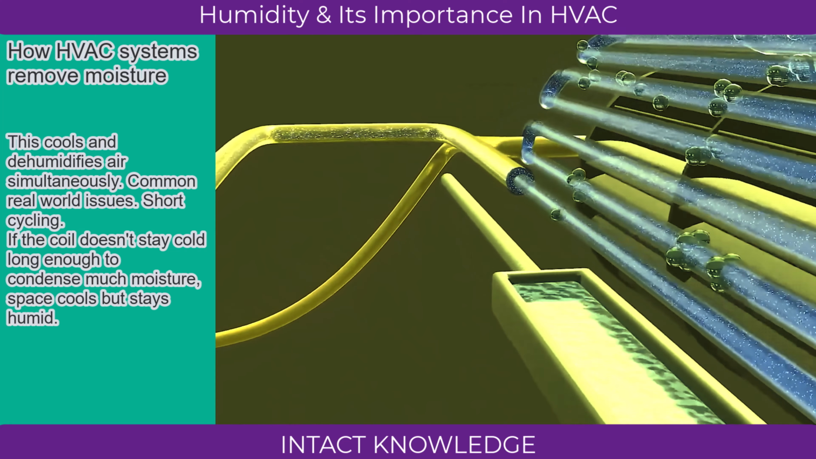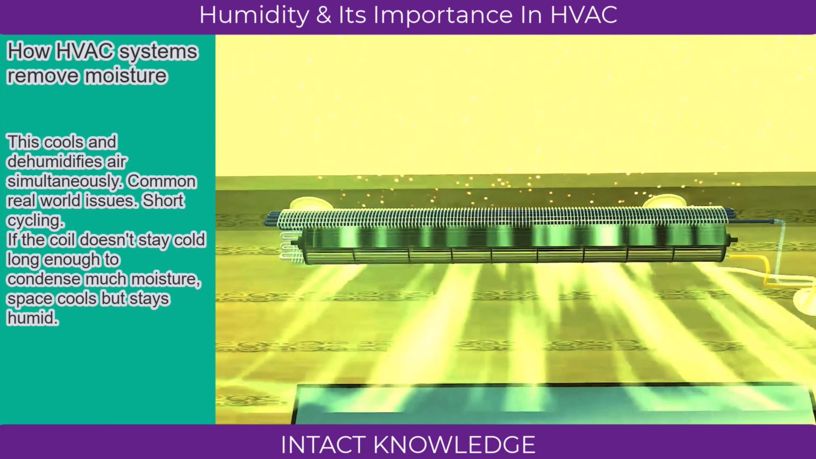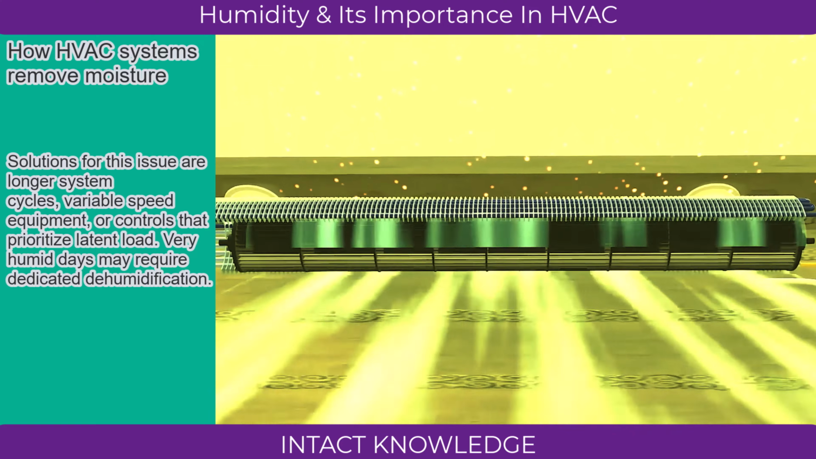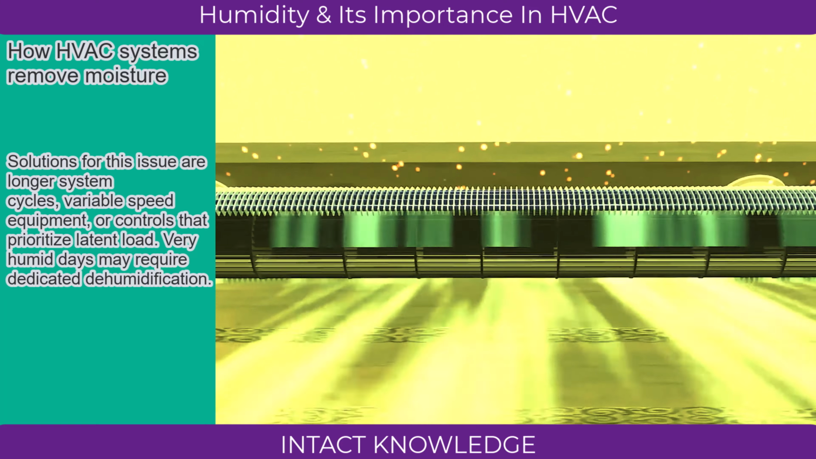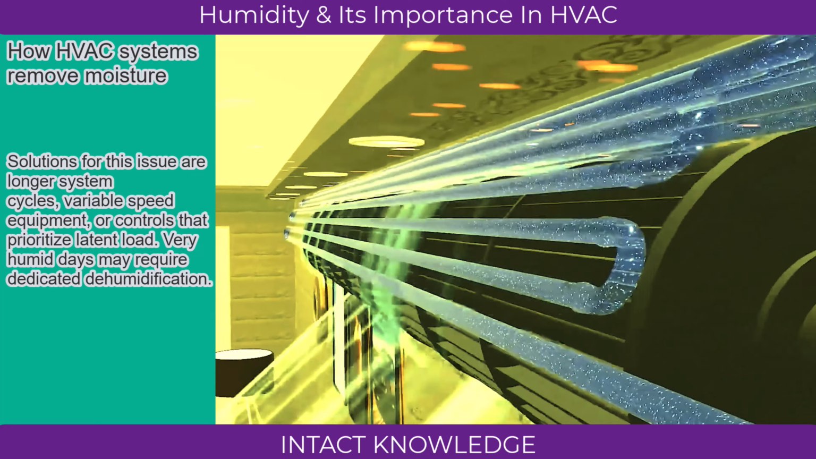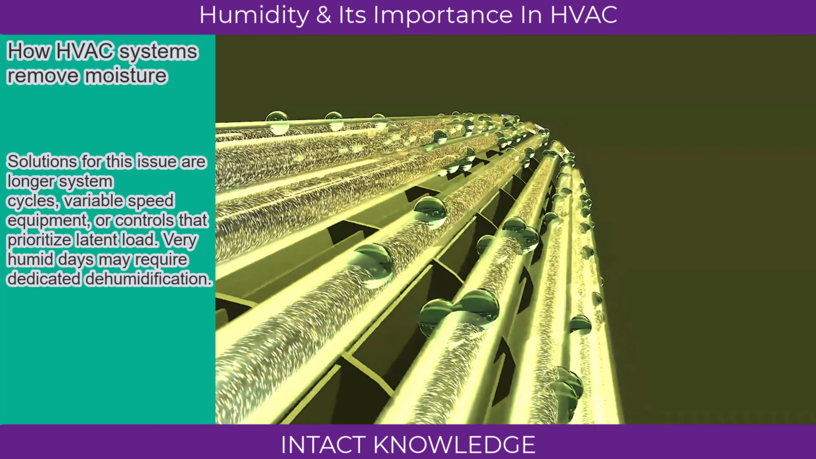Common real-world issues: short cycling. If the coil doesn't stay cold long enough to condense much moisture, the space cools but stays humid. Solutions for this issue are longer system cycles, variable speed equipment, or controls that prioritize latent load. Very humid days may require dedicated dehumidification.